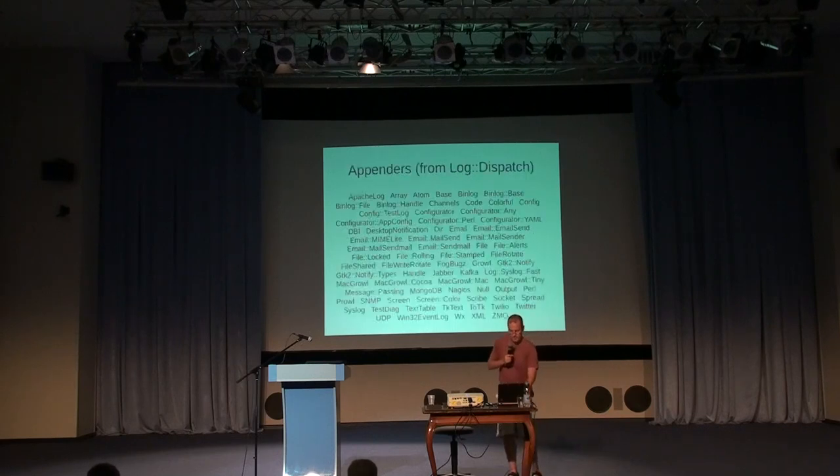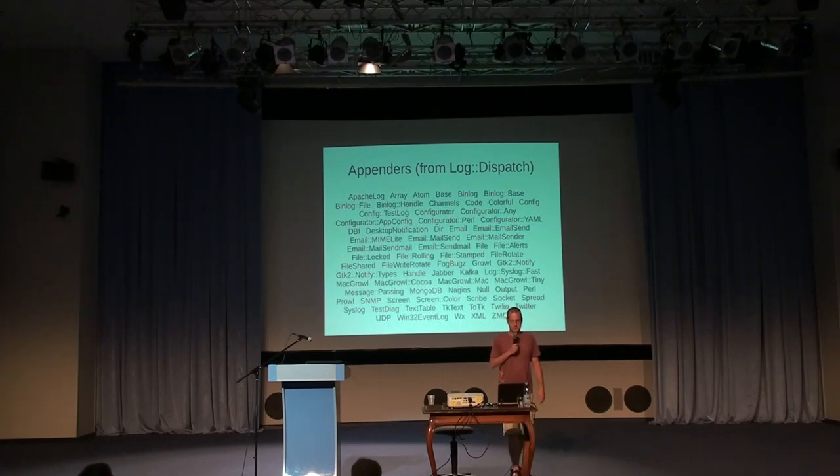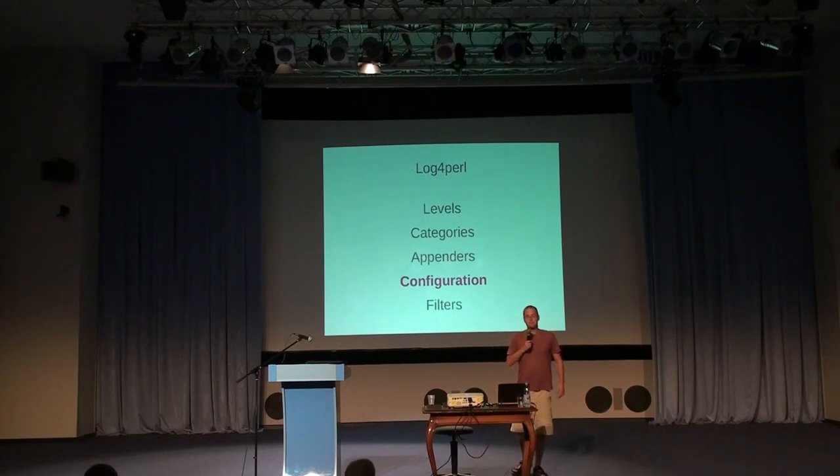And not only does Log4perl use its own appenders, but it can use anything that LogDispatch supports. And LogDispatch is another CPAN logging module, but unlike Log4perl, LogDispatch doesn't have the idea of categories. So there's a whole load of stuff on here you can send your log messages to. I don't think there is one that writes your text on a picture of a cat, but hey, you could write that. So what ties all this together? Well, configuration.